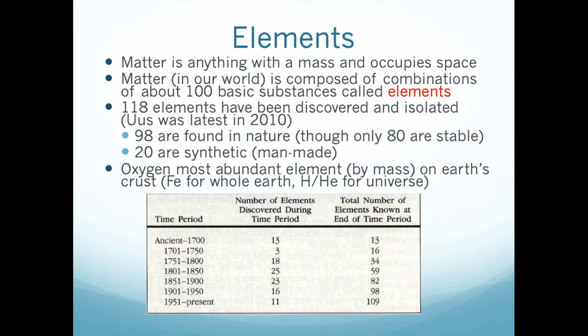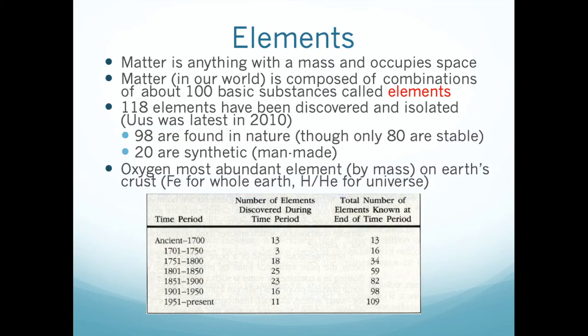So, elements are a way of distinguishing different types of atoms. All right, so if you have an atom of one element, it's just going to be different from an atom of another element. Okay, we'll understand how they're different in a little bit throughout this chapter, but for now, understand that elements are the ways we classify different types of atoms.